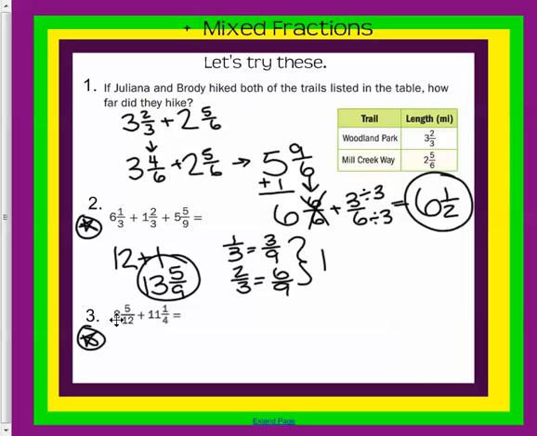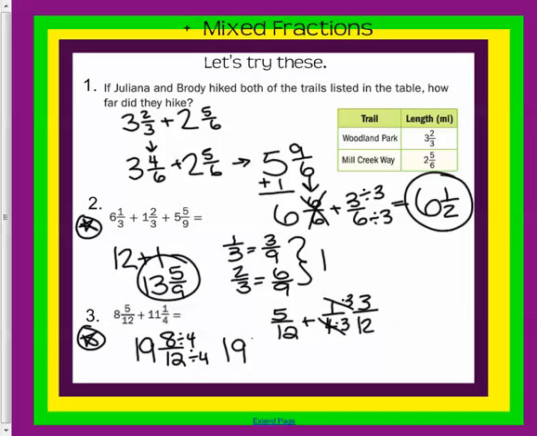On number 3, 8 and 11 make 19. And then 5/12 plus 1/4, well, the 1/4 can become 12ths by multiplying by 3. So we get 3/12. 5 plus 3 is 8, so we have 8/12, but both are divisible by 4. So we get 19 and 2/3.